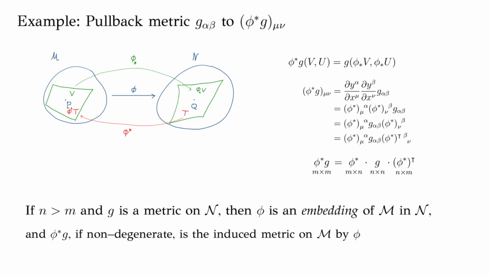Let's note here that in the case where N is a higher dimensional manifold than M, then the map phi is an embedding of M into N. In that case, if the pullback phi star of G is non-degenerate, then phi star of G is a metric on M. This is a special metric which we call the induced metric on M by the function phi.